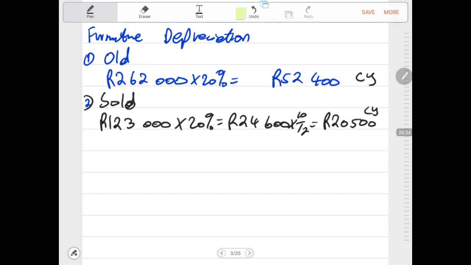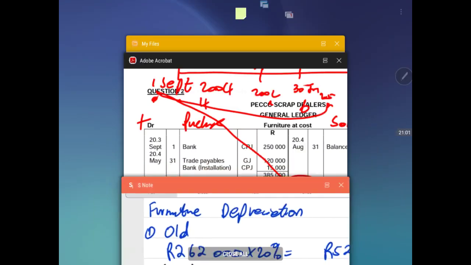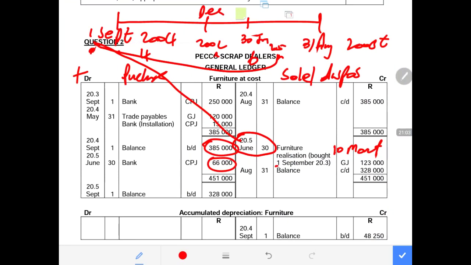Now, because this furniture was sold, I need to know the total depreciation from the date it was bought up until the date it was sold. Now I need to know when this furniture was bought so that I can calculate its depreciation from the year it was bought up until the current year, times 20%. Let us check when this furniture was bought. This furniture was bought on the 1st of September 2003, meaning it was in the business from 1st of September 2003 up until 31st of August 2004.